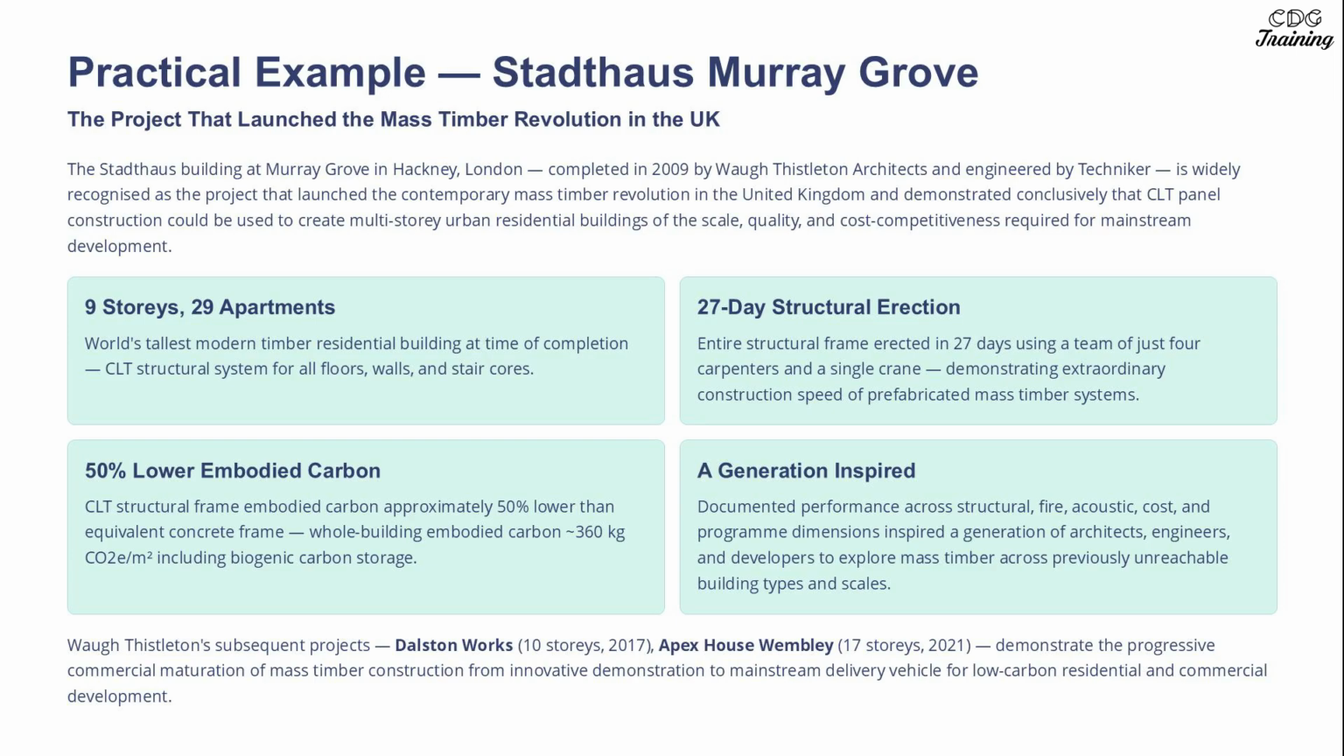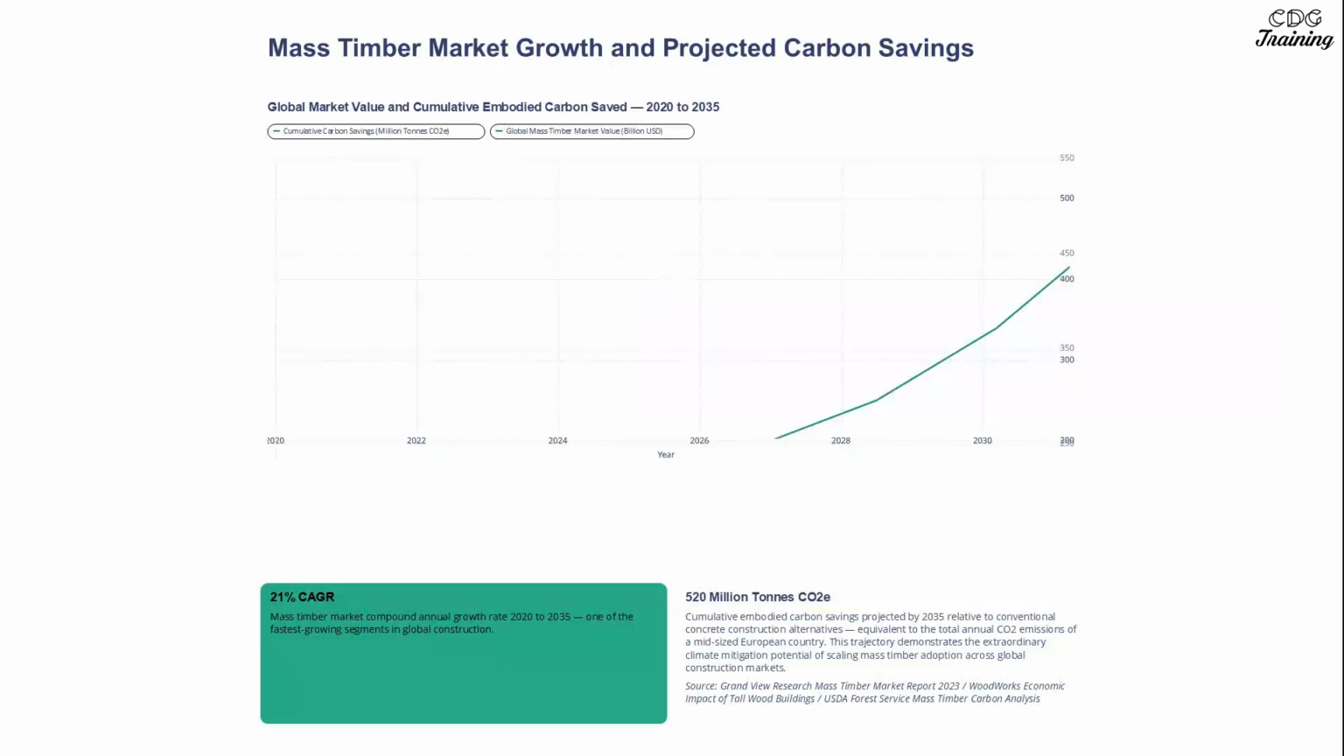The Stadthaus Murray Grove project exemplifies the potential of mass timber construction, demonstrating significant carbon savings and inspiring future sustainable building projects. The mass timber market is projected to grow significantly, offering substantial carbon savings and reshaping the future of sustainable construction.